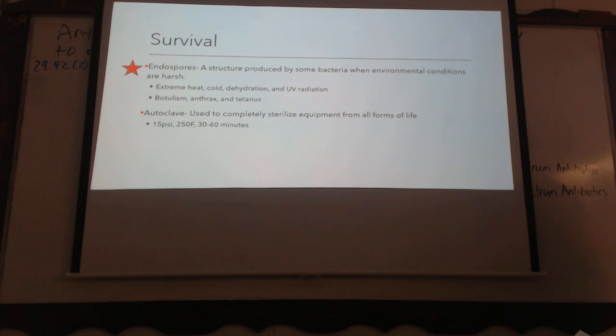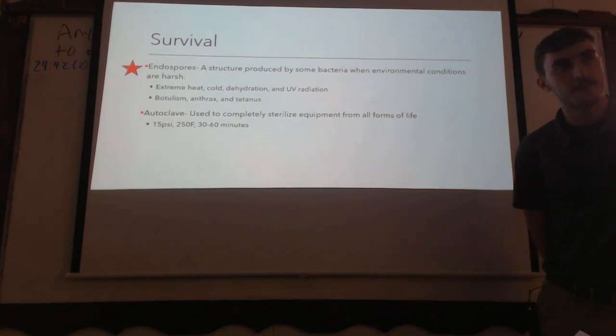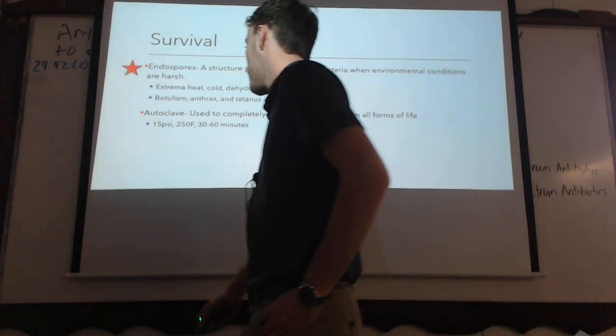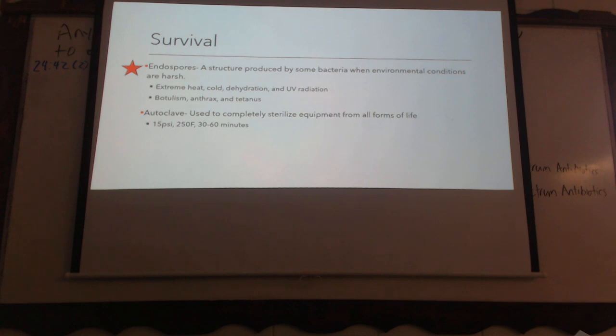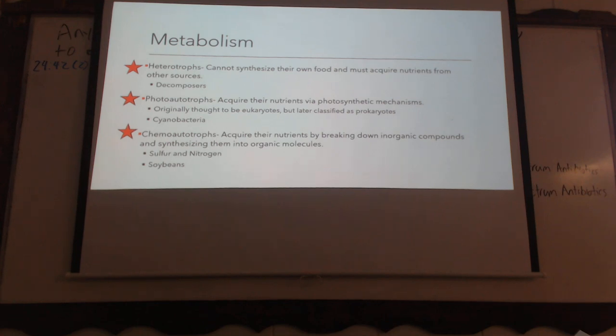Endospores. It's a way for them to survive harsh climates. They are a dormant cell. They do not have normal cellular function. Dormant. They are not active. And an autoclave is used to kill these cells. I don't expect you to remember all the numbers. Okay, just know all of this.